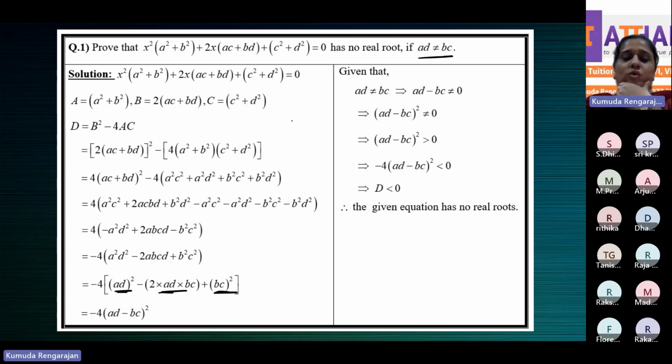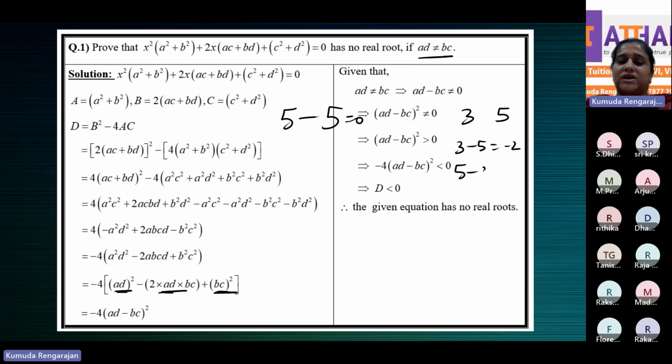See here, two quantities are equal, 5, 5. So their difference will be 0. Now these are two quantities which are not equal. What will be their difference? If you subtract like this, their difference will be minus 2. If you subtract like this, their difference is a positive 2. So it depends on the order in which you subtract them.